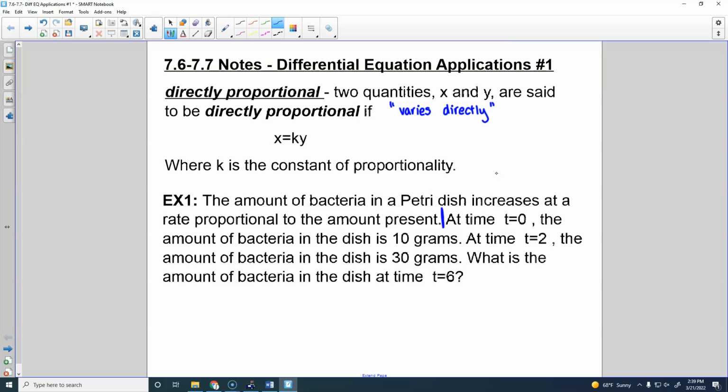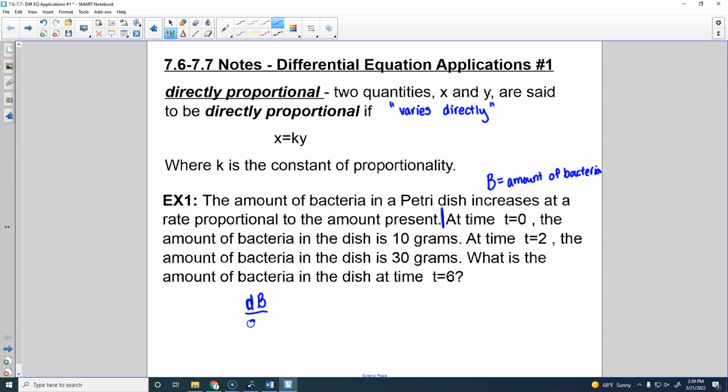What letter do you guys want to use? A or B? Let's take a vote. A's? B. All right, B's have it. So let's let B be the amount of bacteria.